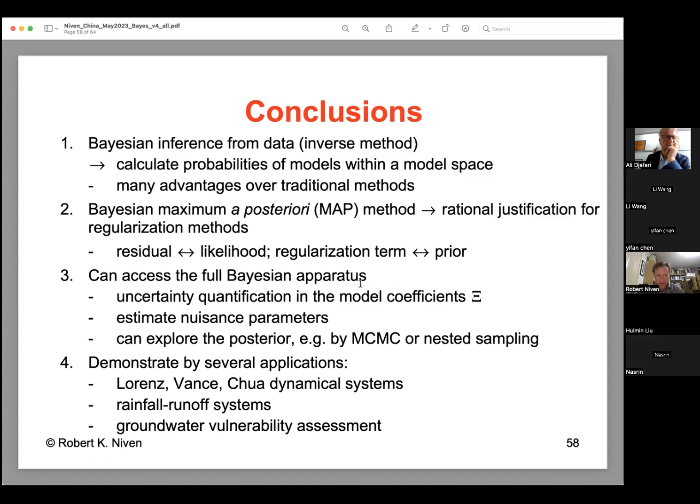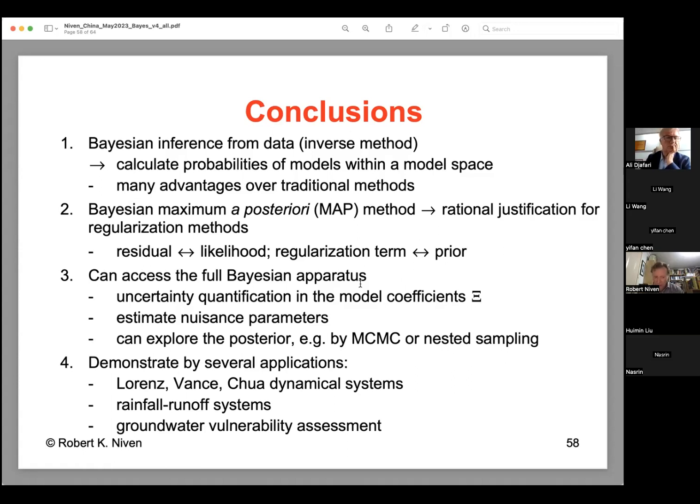Secondly, we've looked at the Bayesian maximum a posteriori method, the MAP method. This gives a rational justification for regularization methods, with the residual associated with the likelihood and the regularization term associated with the prior. And this actually leads to different methods. So if we have non-Gaussian functions, then we can implement those, and we have an apparatus for doing that. It'll be harder to solve, but we have a mathematically sound method for doing that.